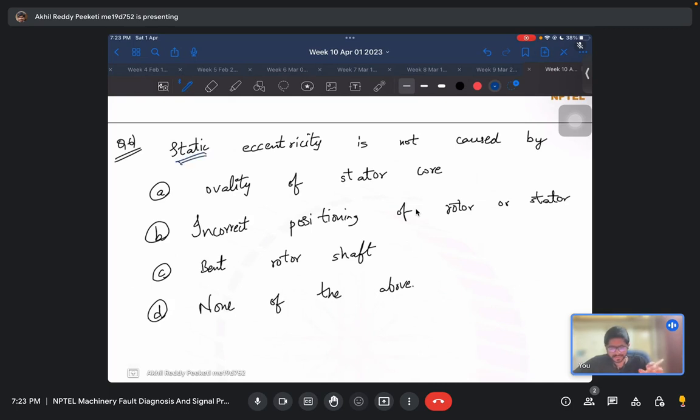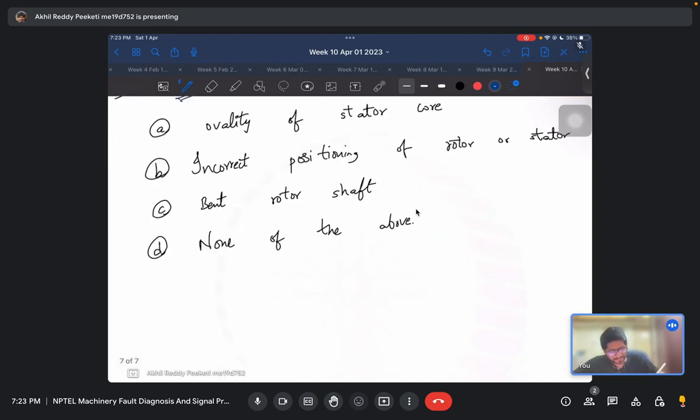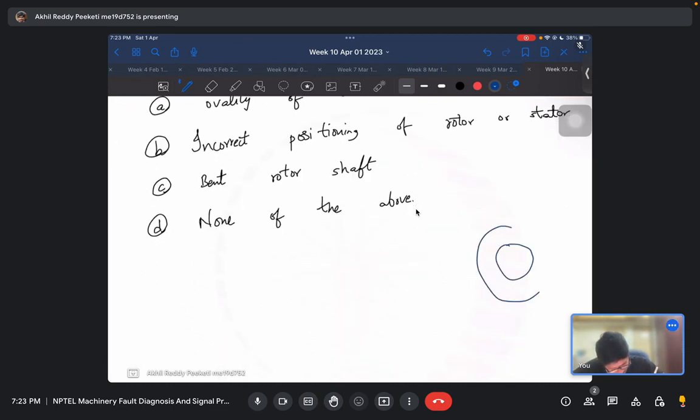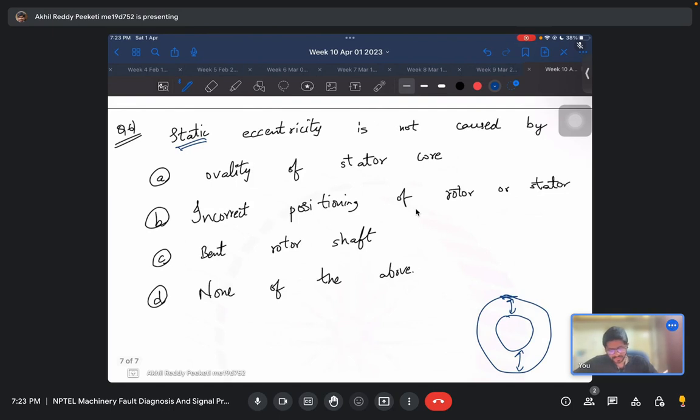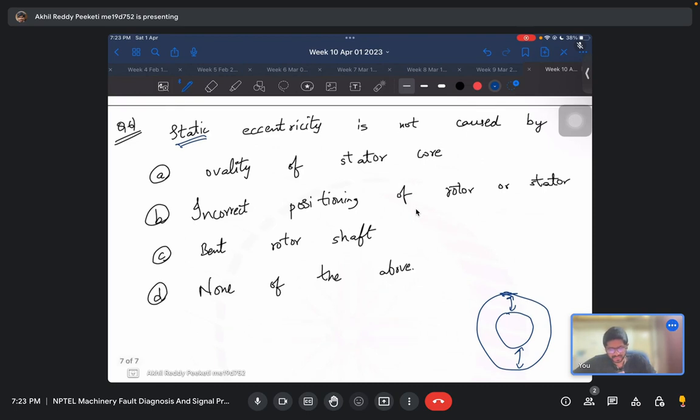Static eccentricity is that eccentricity where there is a variation in the air gap along the circumference. So this gap is different than this. There is a difference in the air gap, but that air gap stays the same at that location only. That could be due to ovality of the stator core, because if the stator is not perfectly cylindrical, then that would have some eccentricity, or incorrect position of rotor or stator. Because this ovality and this won't change the air gap continuously, they will only cause static eccentricity.